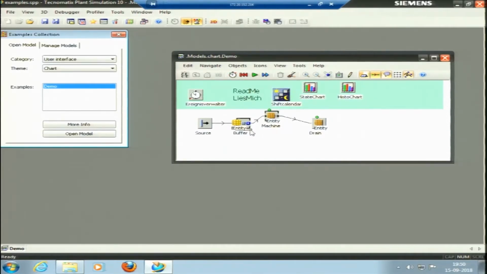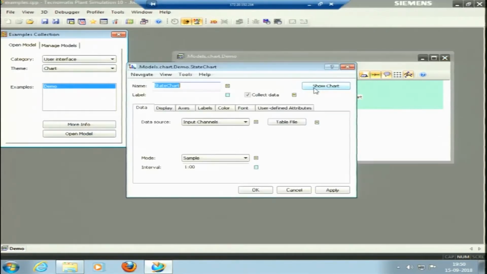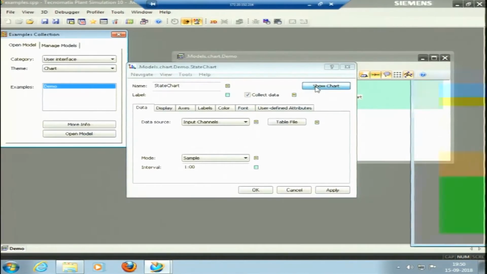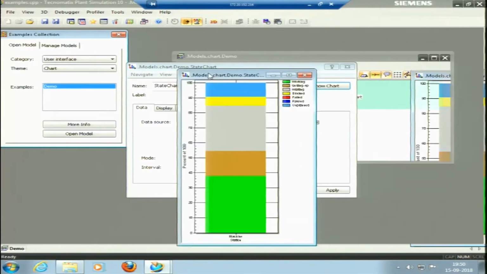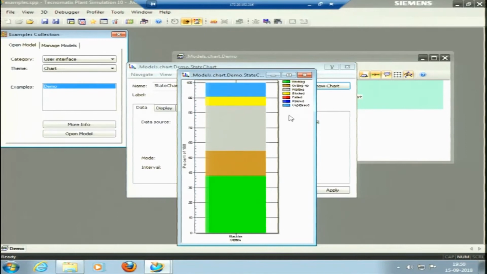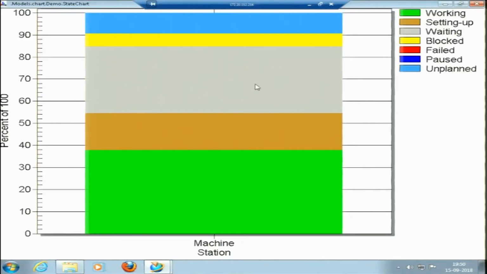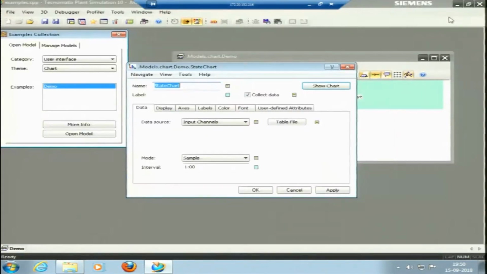So entity buffer is there, entity machine is there. This is similar to that. So we can see the charts here. Show chart. For only one machine, it is showing the chart. Blue color is unplanned. Then we have blocked. Then we do not have any failure here. About 37% of the time it has been working. So this is another example.